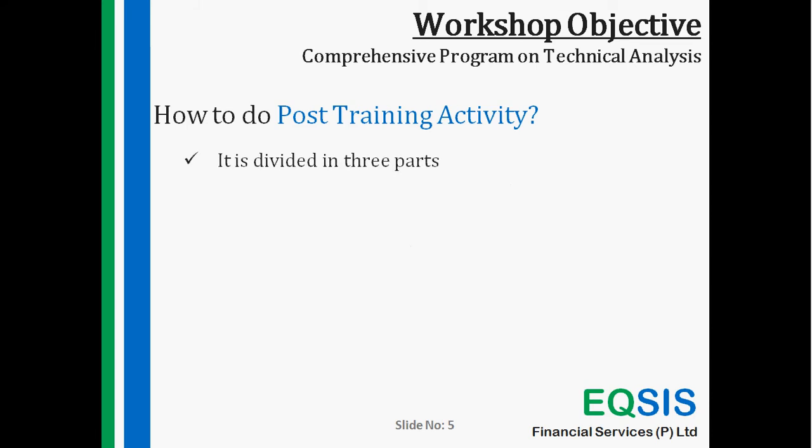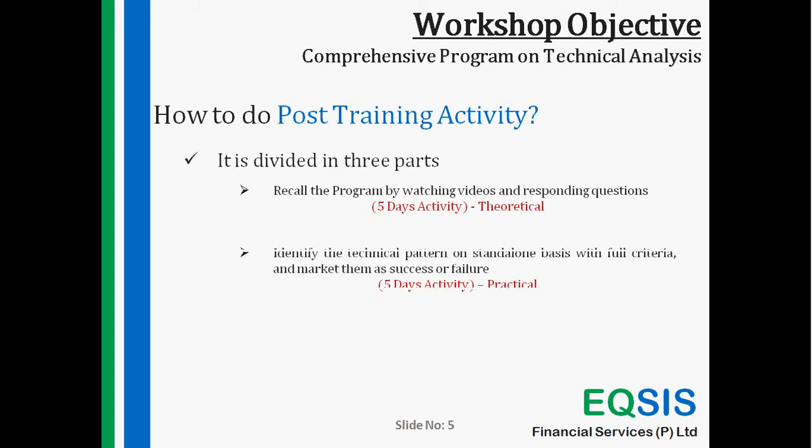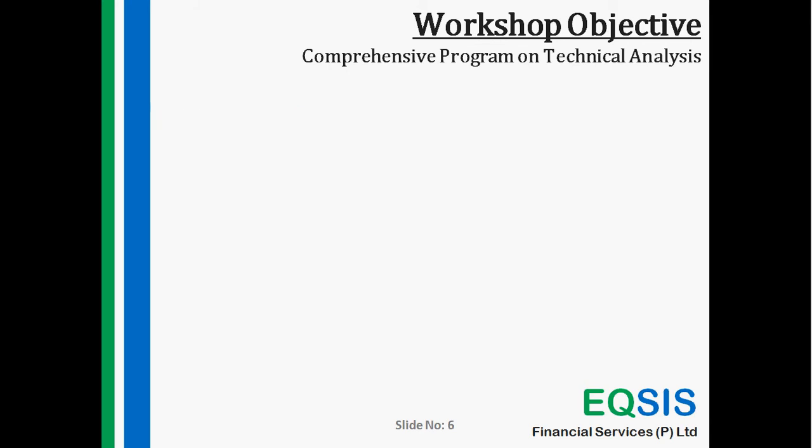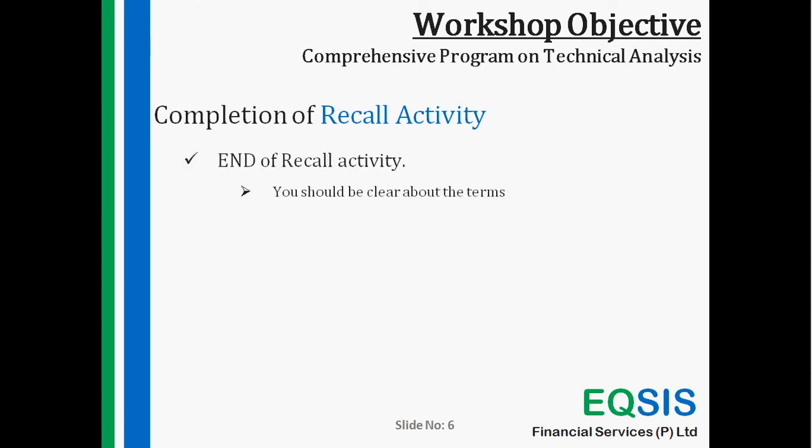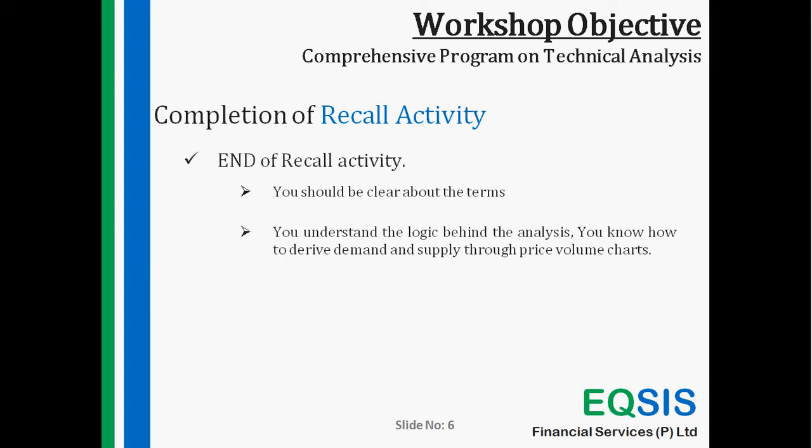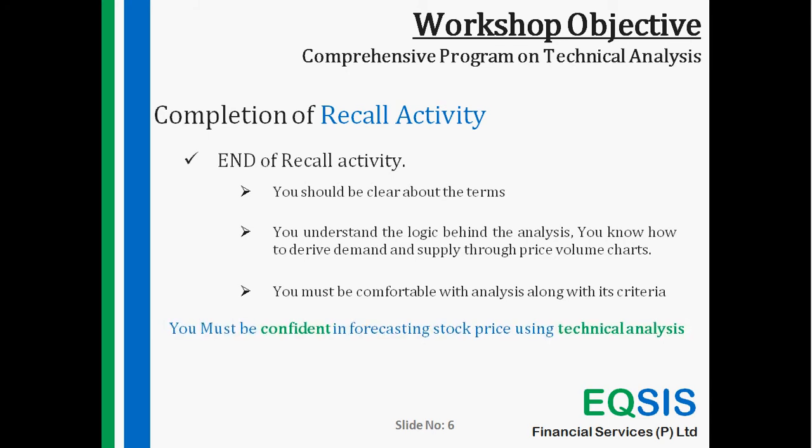Now we go to the post training activity. As I mentioned, it was divided into 3 parts. Now you have completed the first part, and you are now at the second part, which is practical. So you completed the recall activity. At the end of the recall activity, you should be clear about the terms. You should understand the logic behind analysis. You know how to derive demand and supply through price volume charts. You must be comfortable with analysis along with the criteria. And you must be confident in forecasting stock price using technical analysis. Now what we need to do is check out all these things using live actual charts.